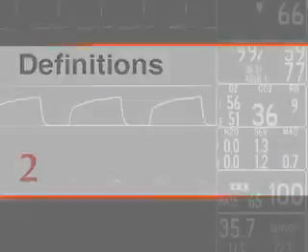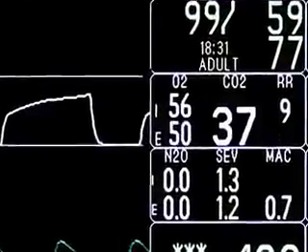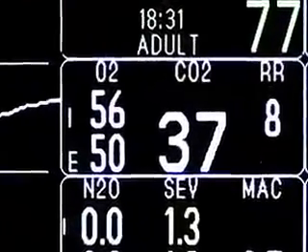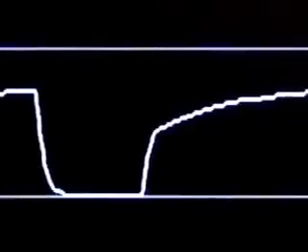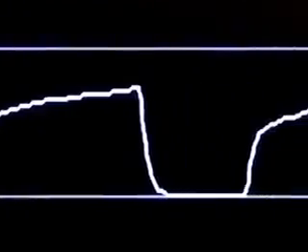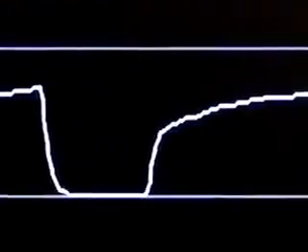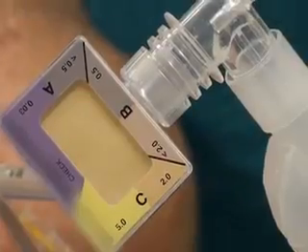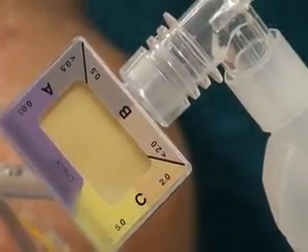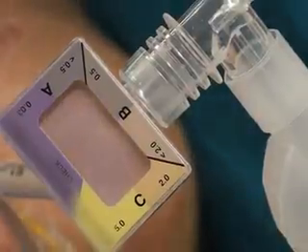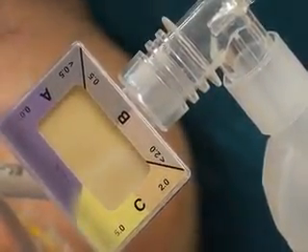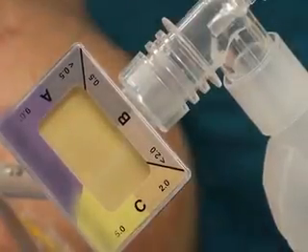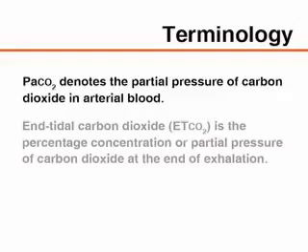Definitions. Capnometry refers to the measurement and numerical display of carbon dioxide concentrations. Capnography refers to the graphic display of the exhaled and inhaled carbon dioxide concentration plotted against time. Colorimetric capnography is a qualitative method of determining the presence of carbon dioxide using a pH-sensitive filter that changes color from purple to yellow when carbon dioxide is detected.